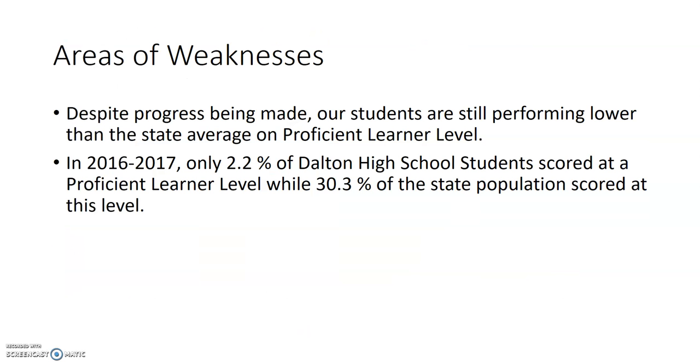So the area of weakness, looking at that data, is, like we talked about, despite the progress that we have made, which is great, our students are still performing lower than the state average at the proficient learner level. And in 2016-2017, we only had 2.2% of students at Dalton High School score at the proficient learner level, while the state population had a score of 30.3%. So still definitely a lot of areas to grow.